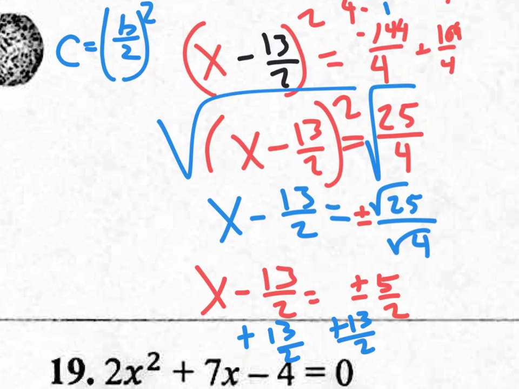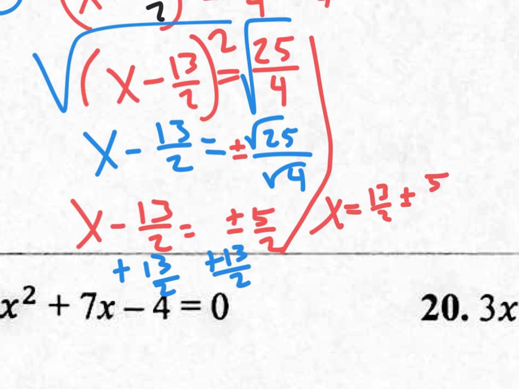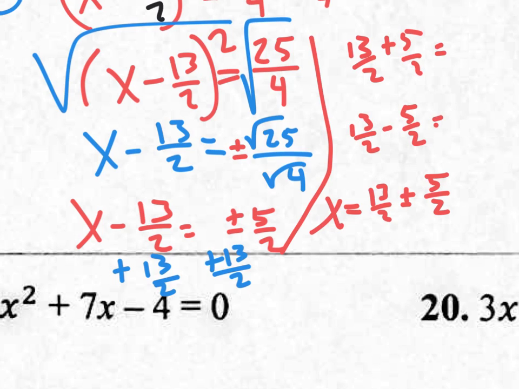So I'm going to have to rewrite this whole thing over here on the side. So I'm going to have x equals 13 over 2 plus or minus 5 over 2. So you do have a common denominator right there. So you're going to have both situations, the 13 plus 5, both over 2, and 13 over 2 minus 5 over 2. So you get two answers.